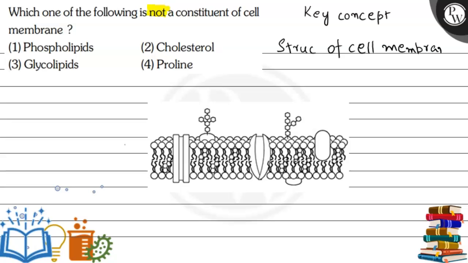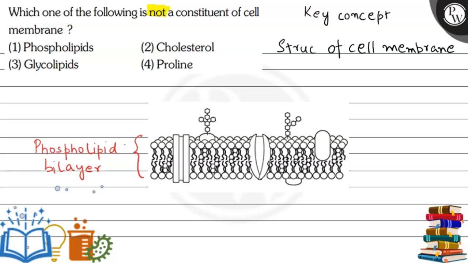Now, the cell membrane is the layer surrounding the cytoplasm of a particular cell. That is the outermost layer in case of animal cells, but it is surrounded by a cell wall in case of plant cells. Now, the most important constituent of the plasma membrane or the cell membrane is the phospholipid bilayer.